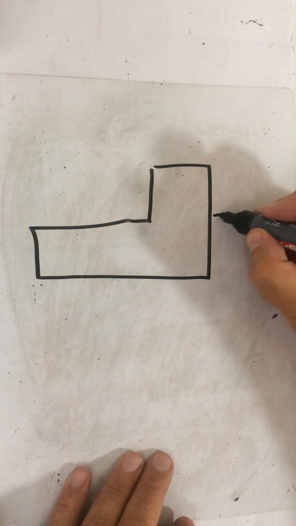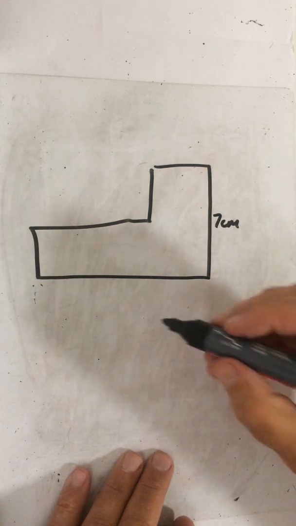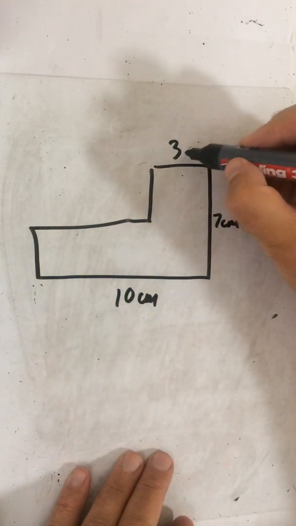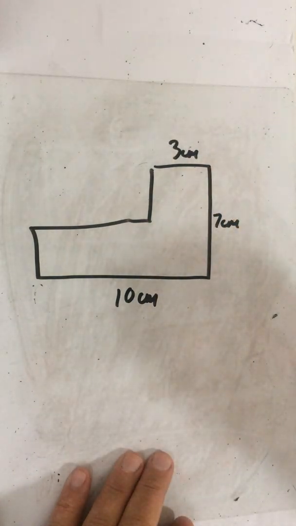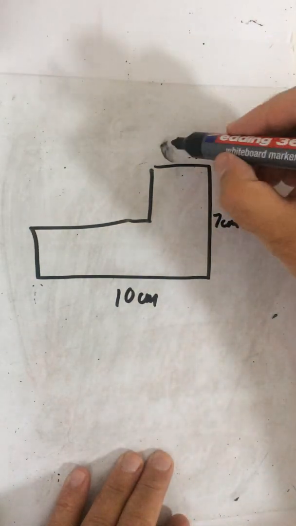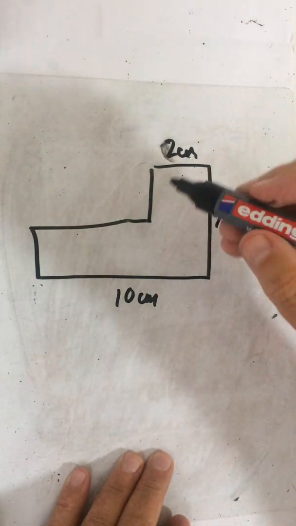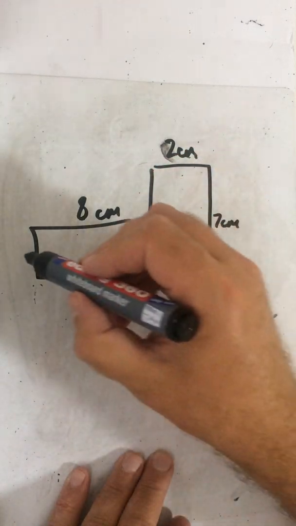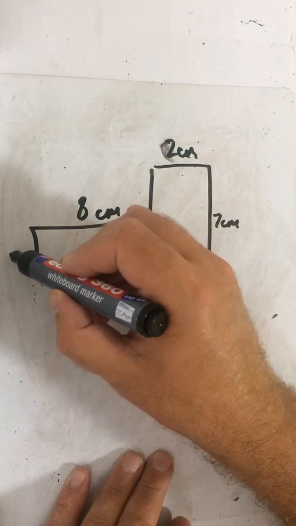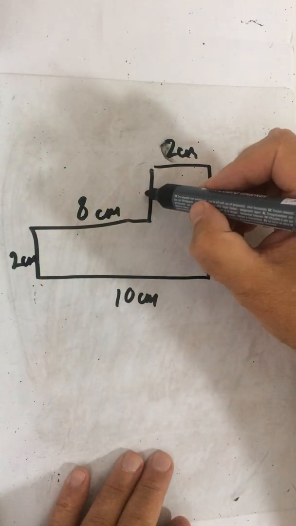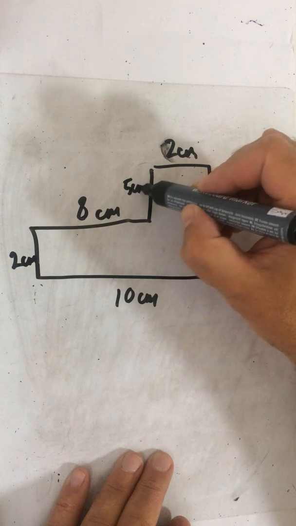So say for example this is 7 centimeters, this is 10 centimeters, this is 3 centimeters. In fact, this is 2 centimeters. Let's change that, sorry. 2 centimeters. This is 8 centimeters. This one over here is also 2 centimeters. And then that makes this one here 5 centimeters.